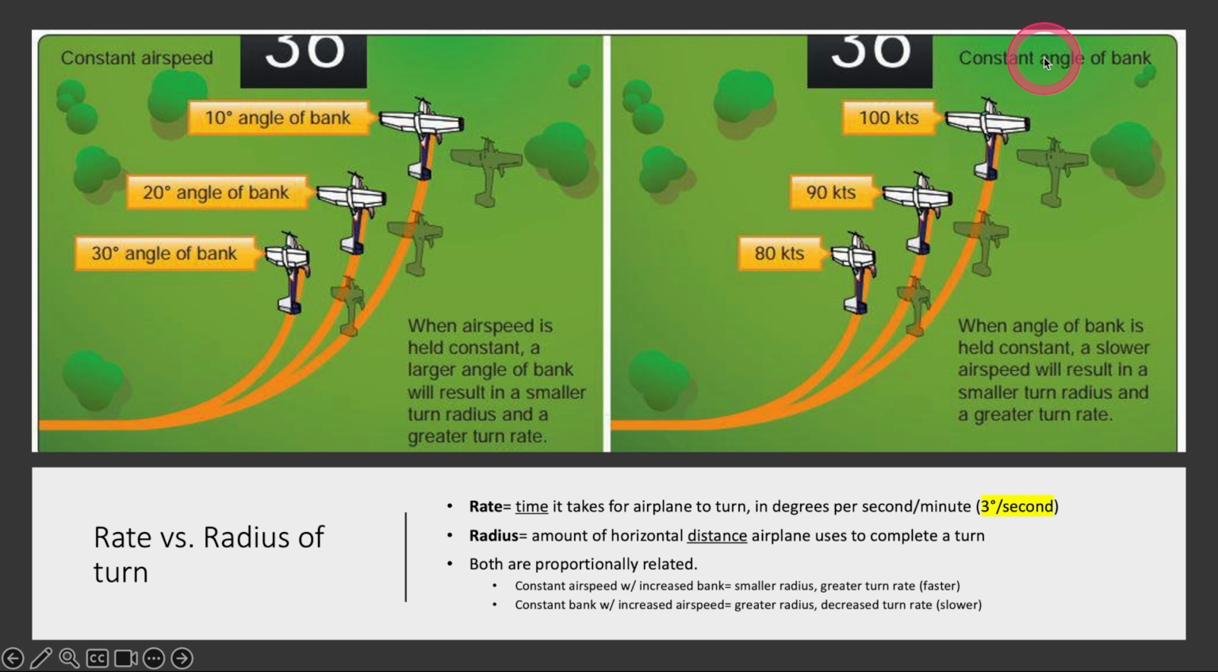Now, if you hold the angle of bank at a constant angle, but you increase your airspeed, that's going to cause your radius to increase as well. Again, going back to a driving comparison, the faster you're going, the larger U-turn you have to make. So if I'm going 5 miles an hour, I could do a pretty small U-turn. If I'm going 20, 30 miles an hour, it's going to be a pretty big turn. So same thing applies to aircraft. The faster you go, the larger your turn is going to be.